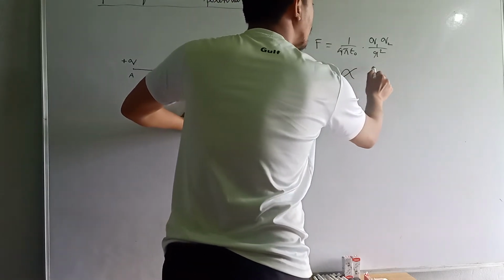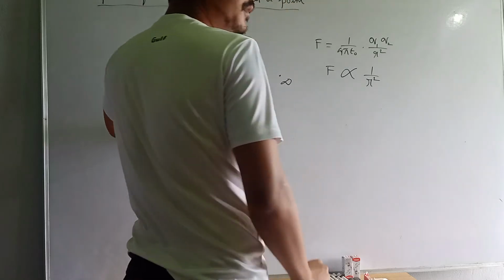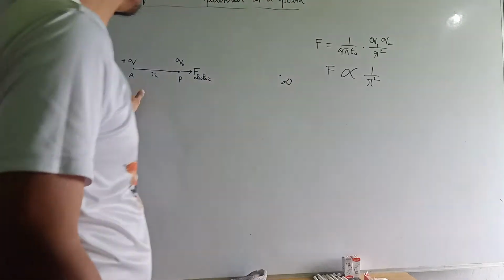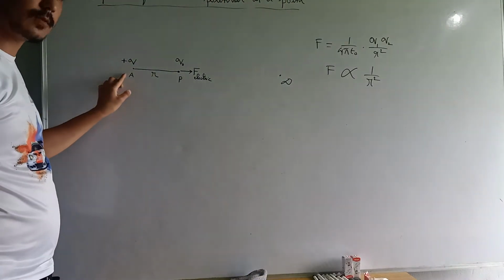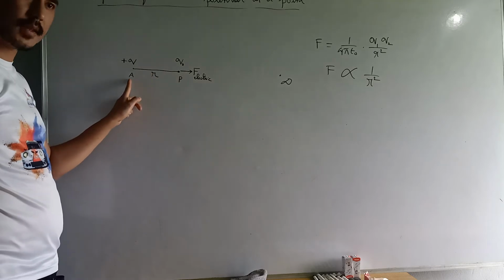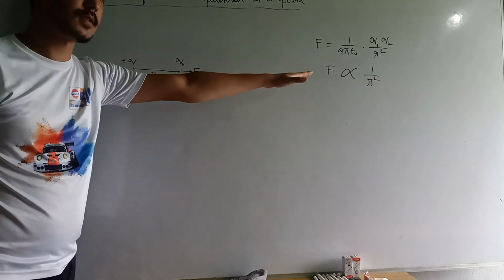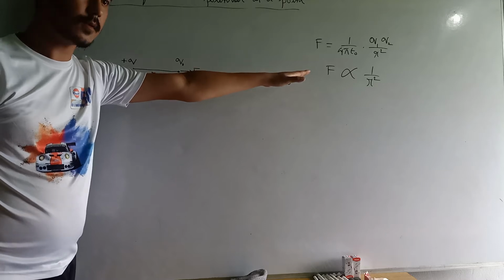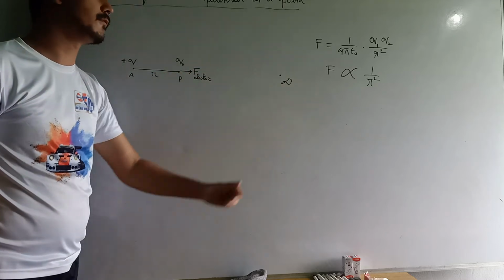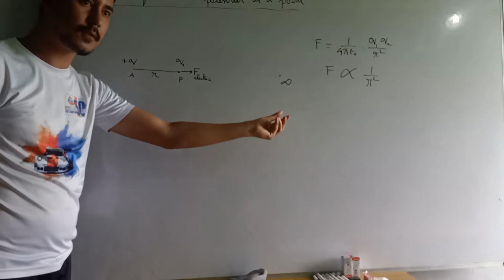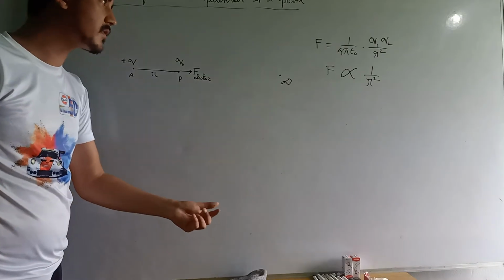That means F is proportional to 1 by r square. So as you go away from the charge, as you go away from this point A, from this charge Q, then the force will decrease. Is it okay? That means F becomes a variable force. As you go away, force will decrease.